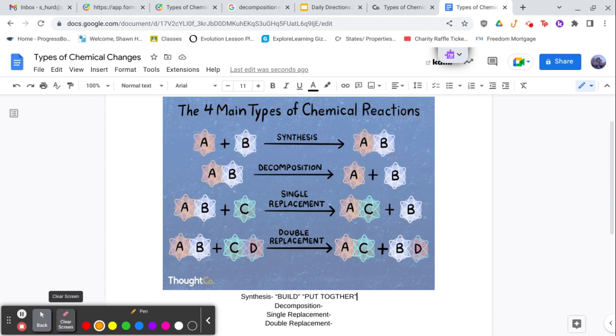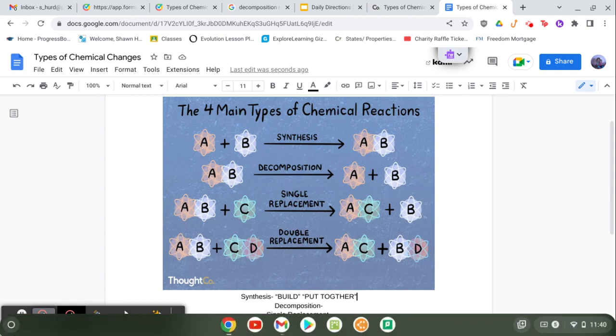Now, is it possible that this could be a small compound and this could be a small compound and you could create a larger compound? Absolutely. Still very true. It does not necessarily have to be elements on the reactant side. It can be small compounds. The trick is that you are creating a larger, more expansive molecule on the product side.